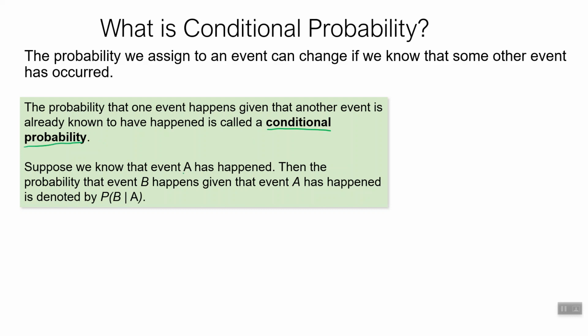So suppose we know event A has happened. Then we can say, what's the probability of event B happening given that event A has happened? That is denoted by this. So this means that A happens first, even though it's listed second. And then we're asking, what's the probability now of B happening, given that A happened first?